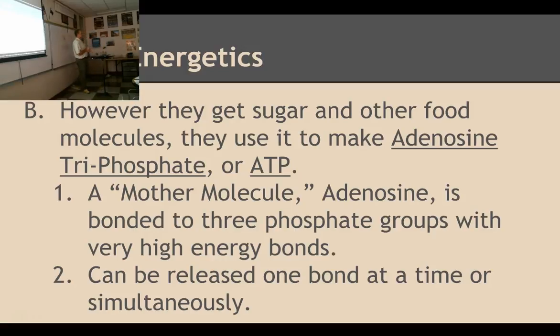If you see an adenosine molecule that has had some of its energy spent to do something, we might call it adenosine diphosphate because it's lost a phosphate group. That energy bond has been broken to create energy to do something.